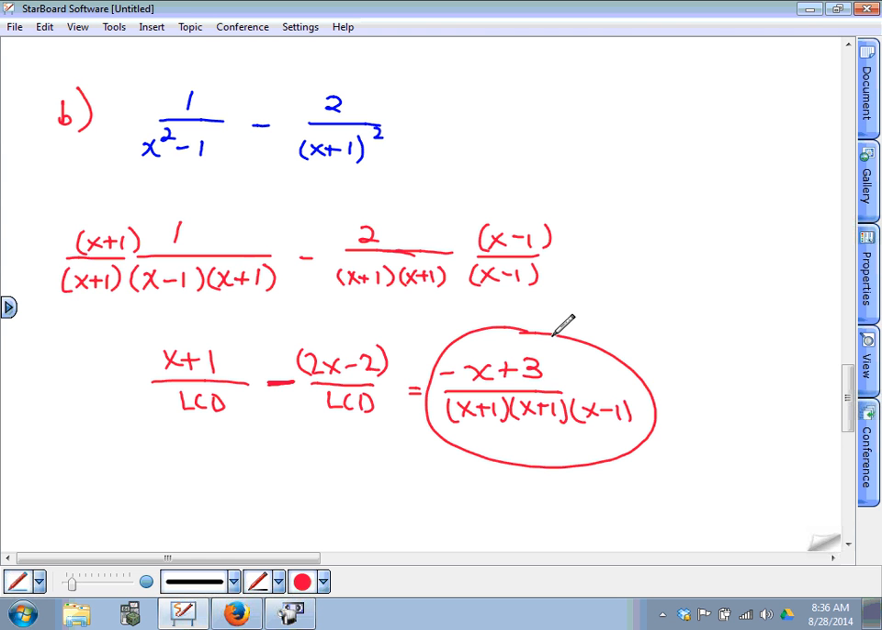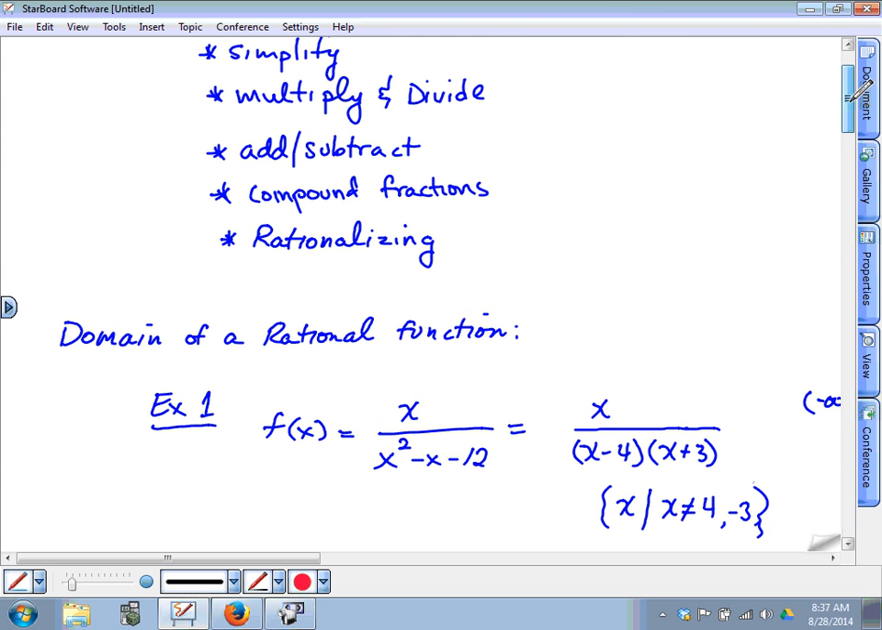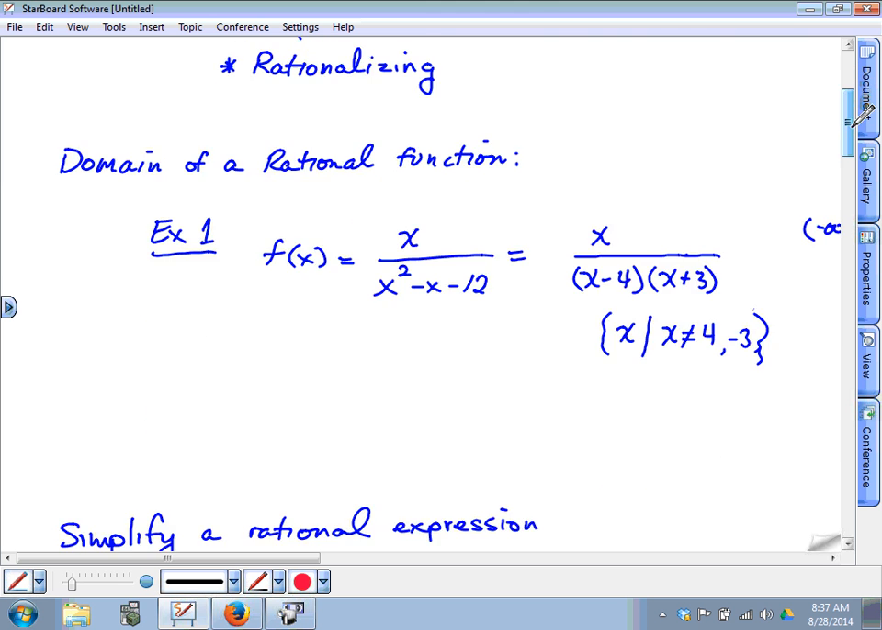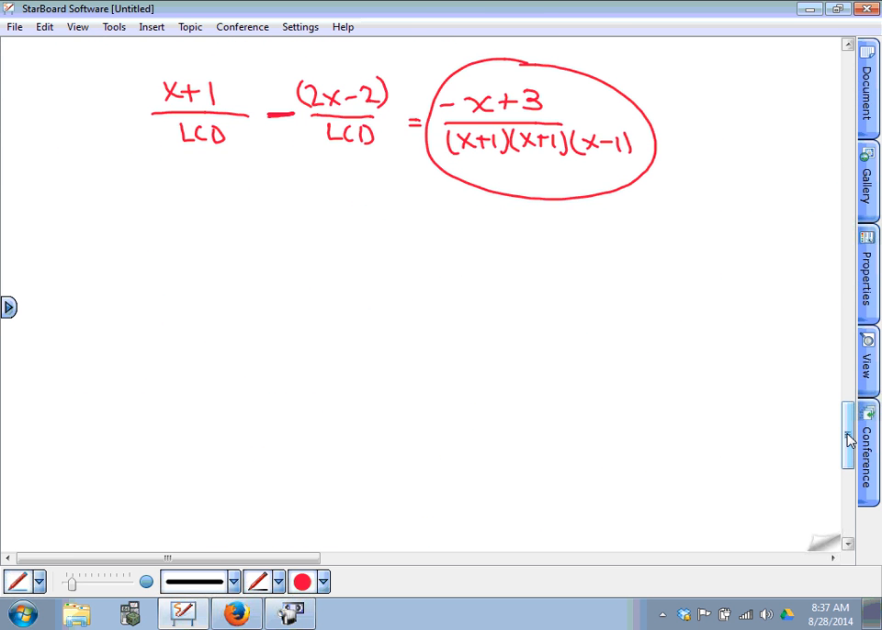Okay. We're done with 4 topics. How many to go? We've done 4 objectives. 2 more. Okay. Compound fractions.